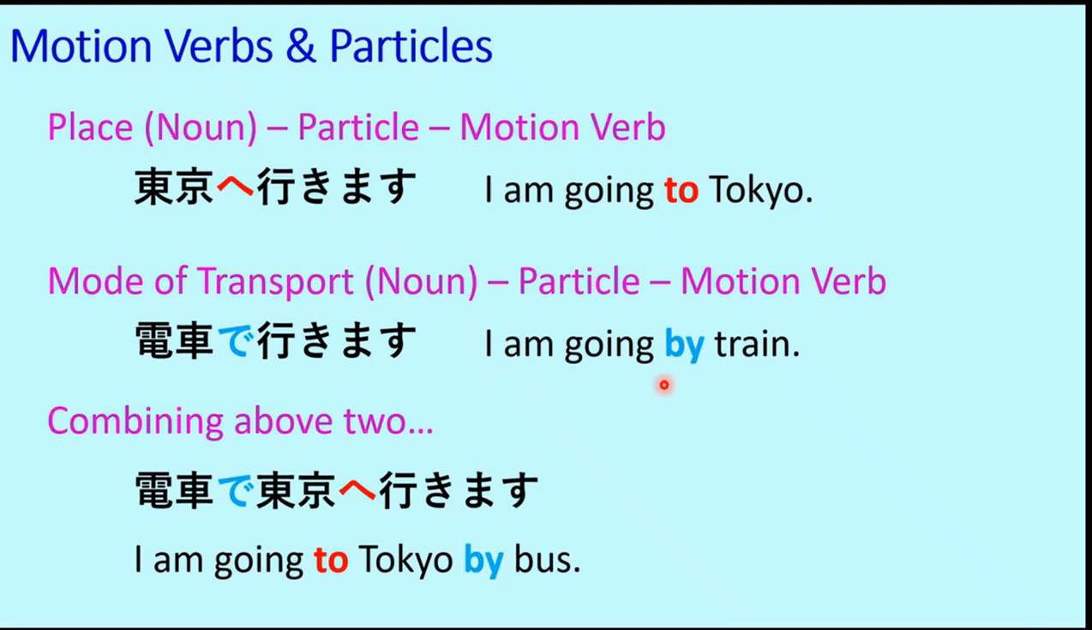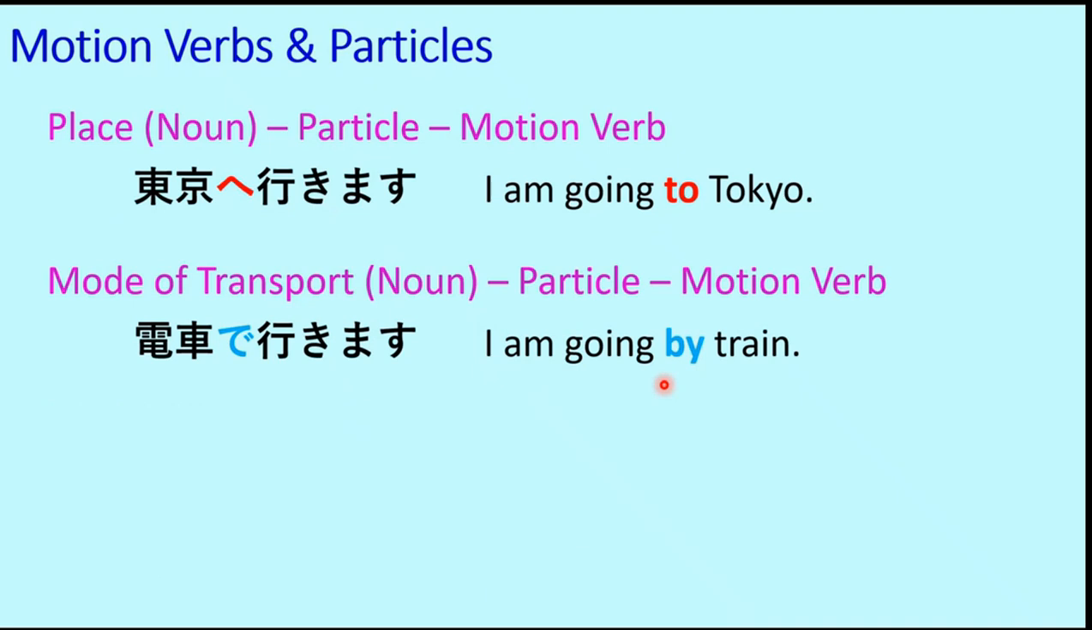So after the mode of transport, there will be the de particle, and after the name of the place, there will be the e particle. These two we already learned in the previous lessons. The reason for explaining them once more is that we will be introducing a new particle in connection with motion verb and noun. So now let's move into that. We have Tokyo e ikimasu and densha de ikimasu.